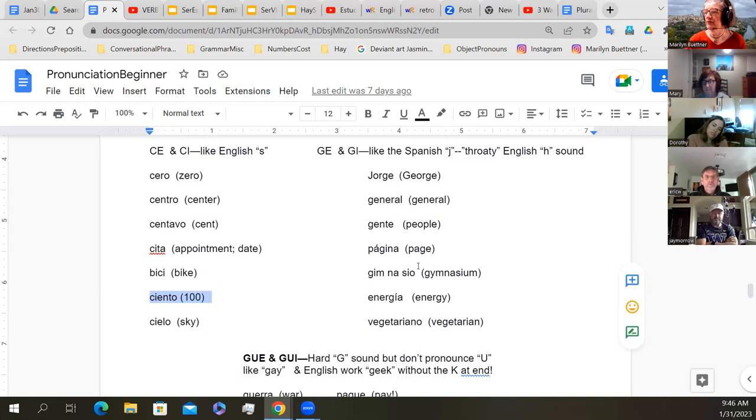Okay, bien, siento. Okay, la letra G, again, if it's followed by E or I, so if it's GE or GI, it gets a soft sound. That means it gets that throaty H sound, like you did with the Jota, the J letter, the same exact sound. So the sounds that you had with the letter J in Spanish will be the same thing with GE and GI combination. So let's look at a few of these.